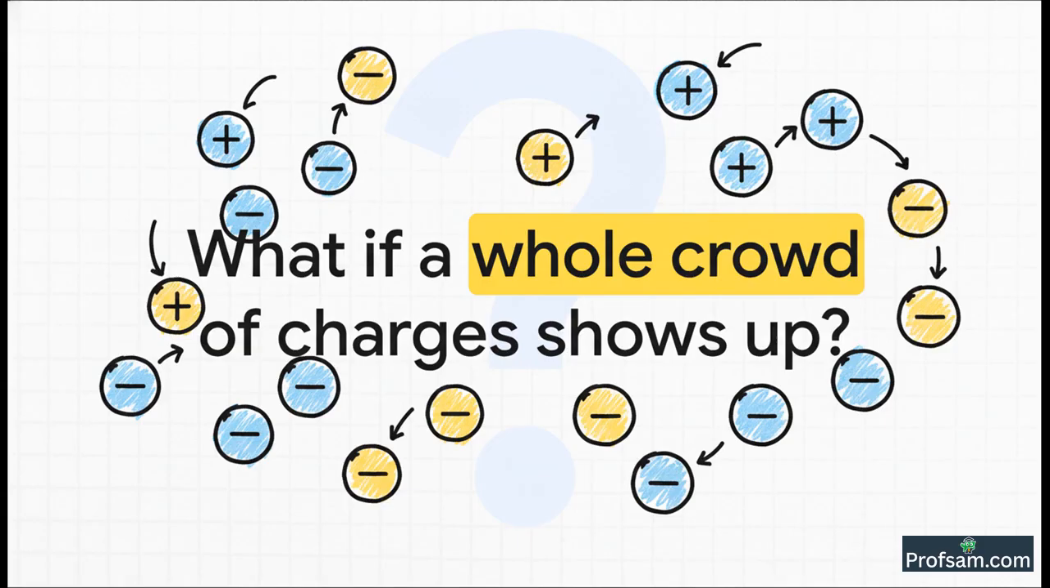But let's be honest, in the real world, when do charges ever come in nice, neat pairs? What happens when a whole crowd, a whole party of charges shows up? Suddenly you have Q3, Q4, Q5, all surrounding our poor Q1. So the big question is, how on earth do we find the total force on Q1 now? Does our good old Coulomb's law even work anymore?